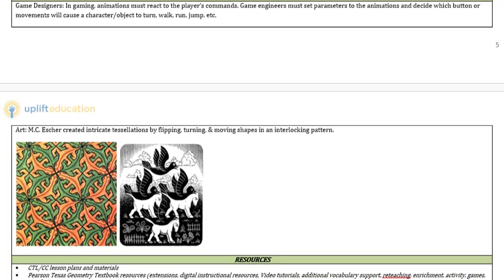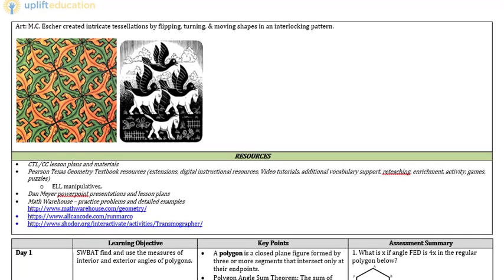With MC Escher, he created intricate tessellations by flipping, turning, and moving shapes in an interlocking pattern. This would also be an interesting project to explore in class. It is definitely related to geometry. I just don't think it's high rigor.